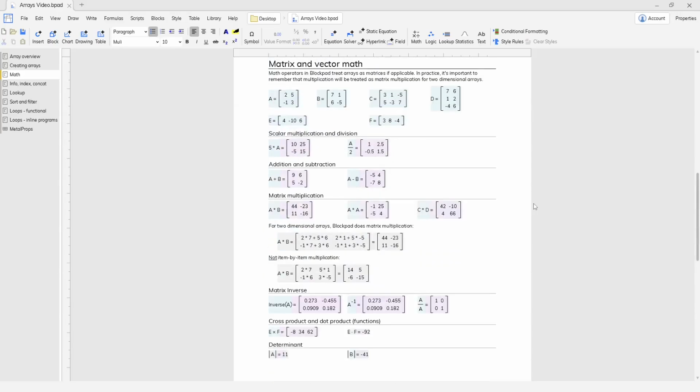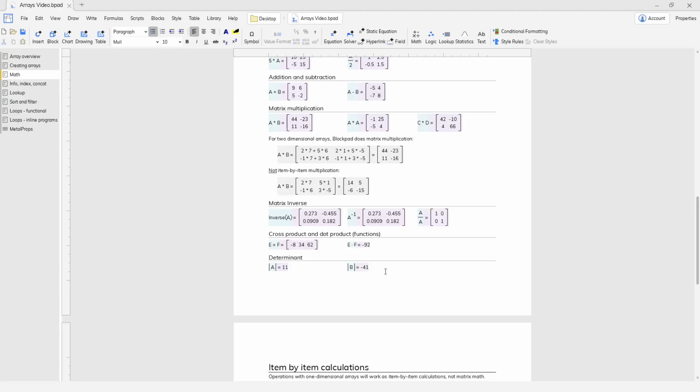So that's really the important thing to know, but I have just some things to point out here. Blockpad will do scalar multiplication and division with matrices. It will do matrix addition and subtraction. Blockpad will do matrix multiplication, and that goes for any matrix where the number of columns matches the number of rows, just like standard matrix multiplication rules.